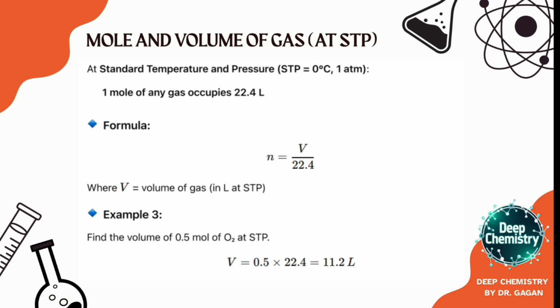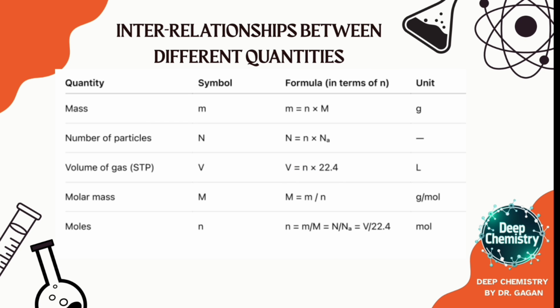Let's summarize all the relationships in one simple table. You can remember this formula very easily. You can move between mass, moles, volume, and number of particles using these three golden relations.